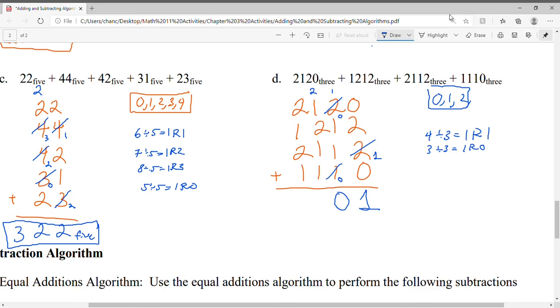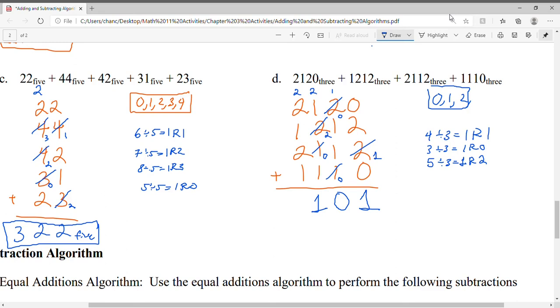2 plus 1 is 3. 3 plus 2 is 5, but 5 does not exist in base 3. So we'll divide that by 3. I get 1, remainder 2. So we'll put a 2 here. 2 plus 1 is 3. We'll put another scratch. 3, I know, would have a remainder of 0. 0 plus 1 is 1. Now, since we had 2 scratches, we have to remember to carry a 2.